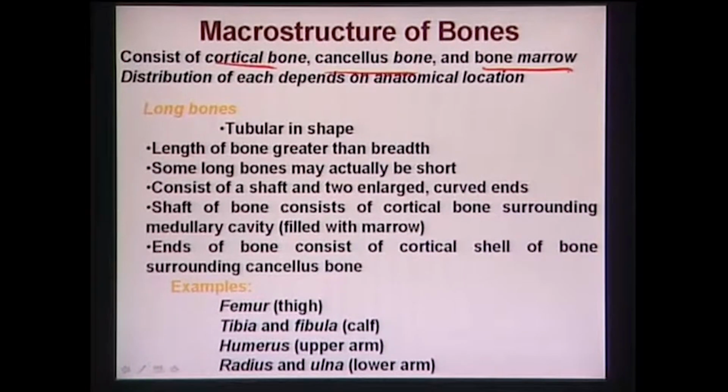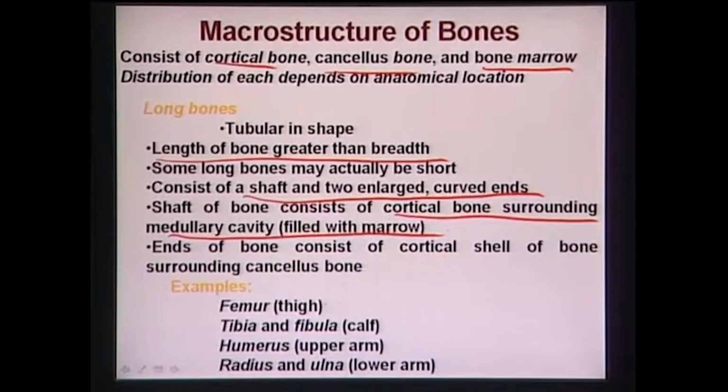Long bones. Long bones are typically tubular in shape, and the length of the bone is greater than the breadth. So the aspect ratio of the long bone, that is the length to breadth ratio, is much greater than 1. Some long bones can actually be short, and this consists of a shaft and two enlarged curved ends, and the shaft of the bone consists of cortical bone surrounding the medullary cavity. I will show you a slide on what is meant by medullary cavity.